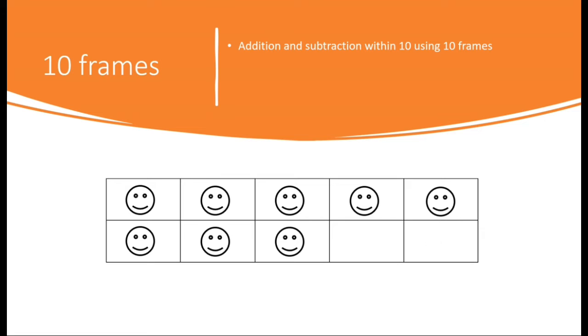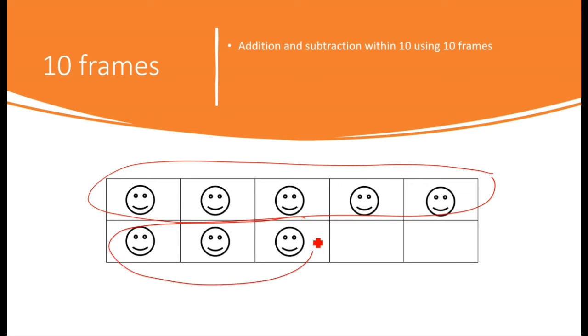Now let's take a look at this example over here. With time and practice, your child will be able to tell you that there are 8 smiley faces without actually counting them. So this will also lead them to form the relationship that 5 and 3 makes 8. So 5 from the top and 3 from the bottom. That will help them to develop that number sense, and also that 8 is 2 less than 10. So the next time they do addition and subtraction within 10, they will be able to use this number sense that they have learned through 10 frames to help them get the answer easily.